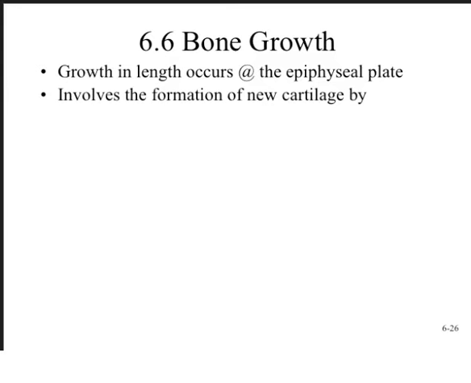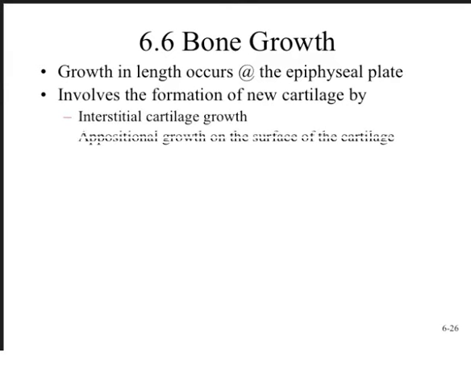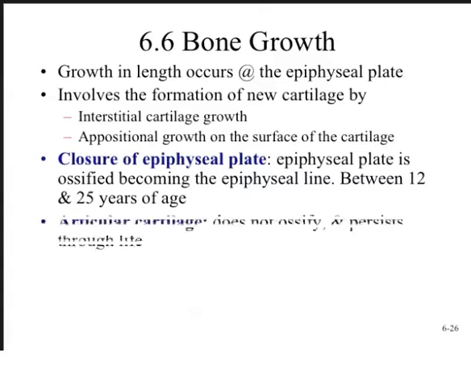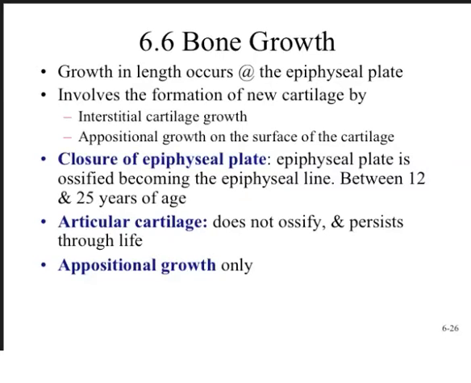This involves the formation of new cartilage by interstitial cartilage growth and appositional growth on the surface of the cartilage. The closure of the epiphyseal plate usually happens between 12 and 25 years of age, and at that point that cartilage population has been replaced entirely by a bone scar that's made primarily out of spongy bone. Articular cartilage does not normally ossify and will persist throughout life to pad and protect the diarthrotic joints, the sites of articulation between, for instance, long bones, such as the femur and the tibia, or the humerus and the radius and ulna.